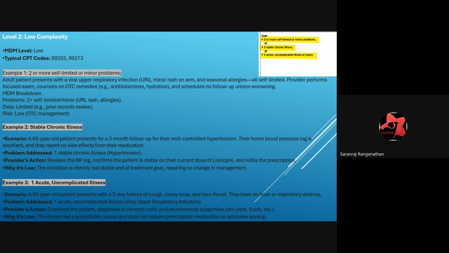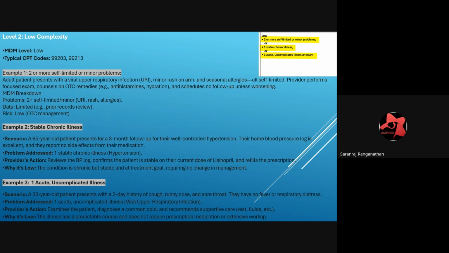For each, I've given one example. For two or more self-limited problems, as I told, there are different conditions you may encounter which will not give you a major problem, where you can go with over-the-counter management. Say for example, if I get a headache or runny nose, I take some treatment at home, like applying a balm and using some tablets, which is over-the-counter management. Very minimally, if I go through that, it is self-limited. And compared to the previous one, here we need to have two or more. That is very, very mandatory.